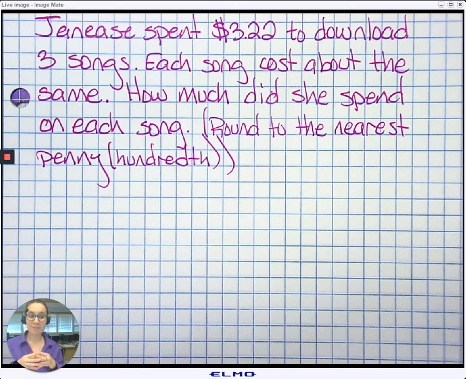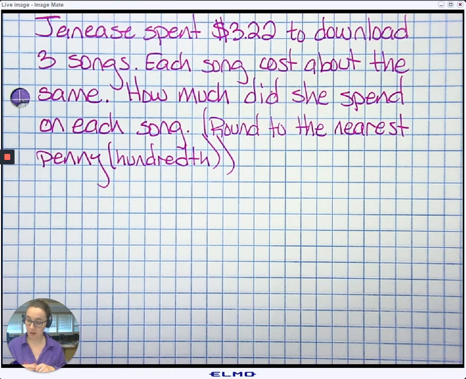This is lesson 2.5, example 3. We're talking about Janice. She bought 3 songs for a total of $3.22. Each song costs about the same. How much did she spend on each song? Round to the nearest penny or hundredth in decimals.